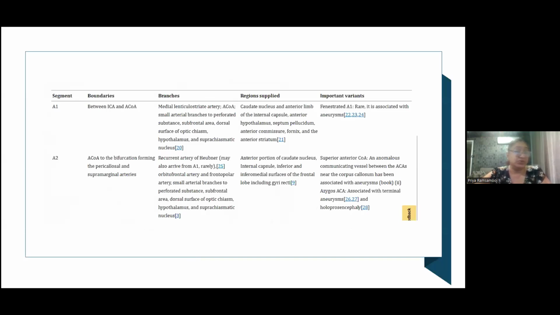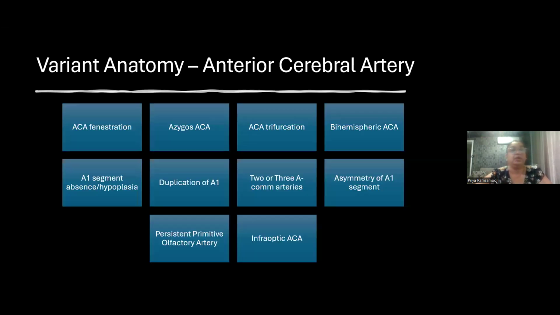I've included these two tables because they provide a lovely summary in terms of the different segments of ACA, the boundaries, the branches, the regions supplied, as well as some important variants. All things that we've gone through already, it's just in tabular form. So to round up on anterior cerebral artery, we'll just touch on the variants that you can see. You can see ACA fenestration, which you see up to 4% of A1 segments.